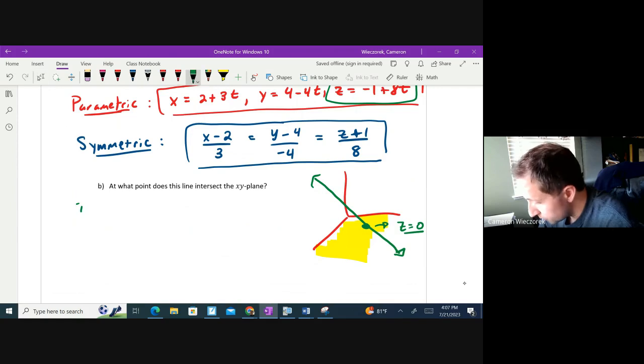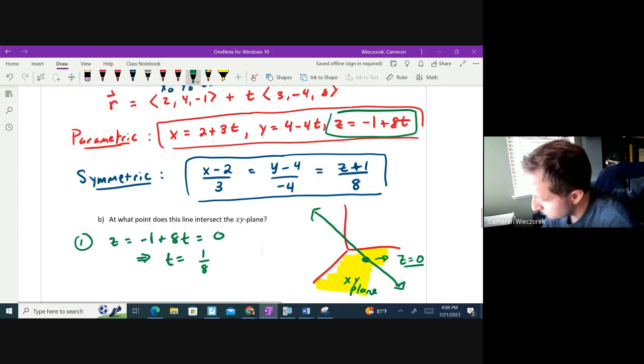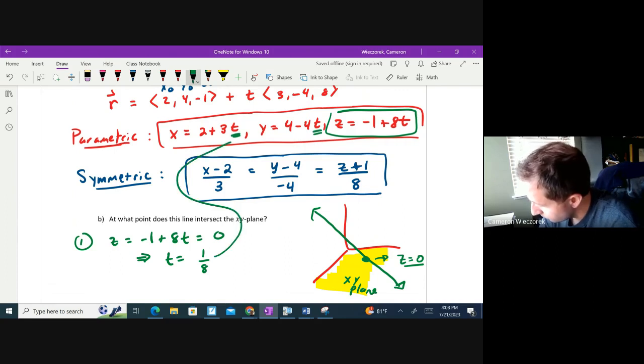So first thing I'm going to do, I'm going to take my equation for z, negative 1 plus 8t. I want that z coordinate to be 0 down here in the xy plane. And I'm going to solve. Add 1, divide by 8. I get that t needs to be 1/8. Now, I'm going to go back up to my equations for x, y, and z, and I'm going to plug in 1/8 for t.